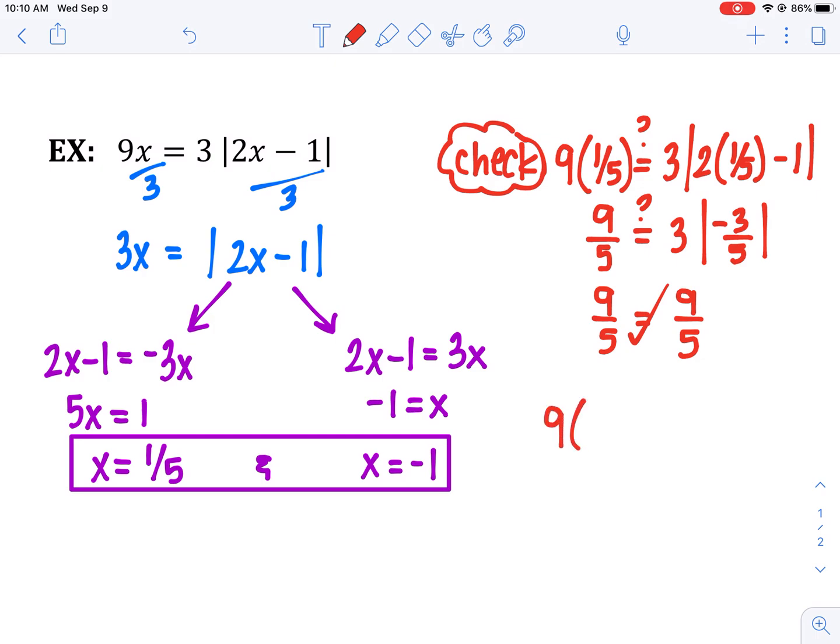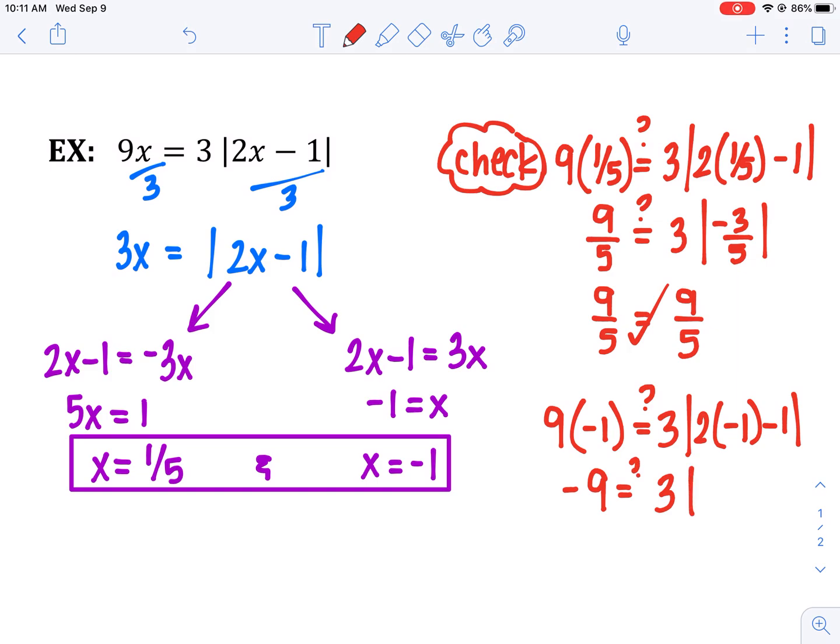Checking the next answer. I'm asking if this is true. So does negative 9 equal this? This would be negative 3. Negative 9 does not equal positive 9. Not true. So this is not a solution.